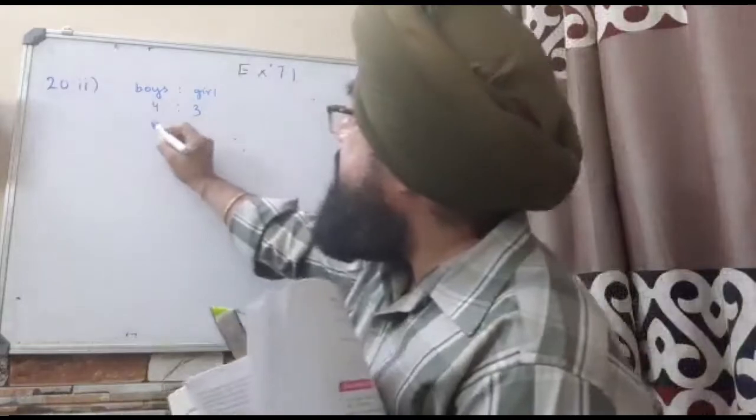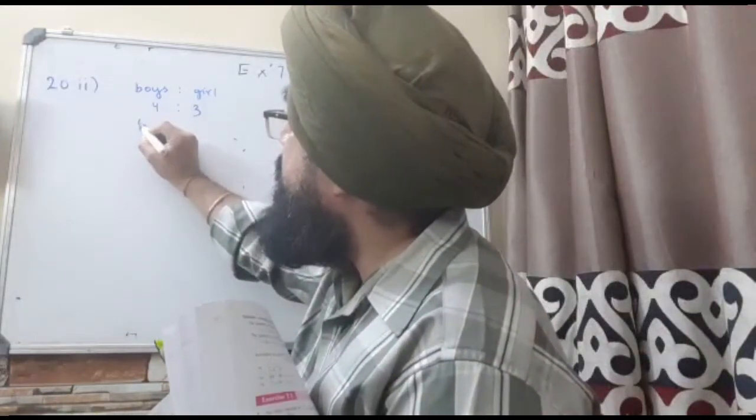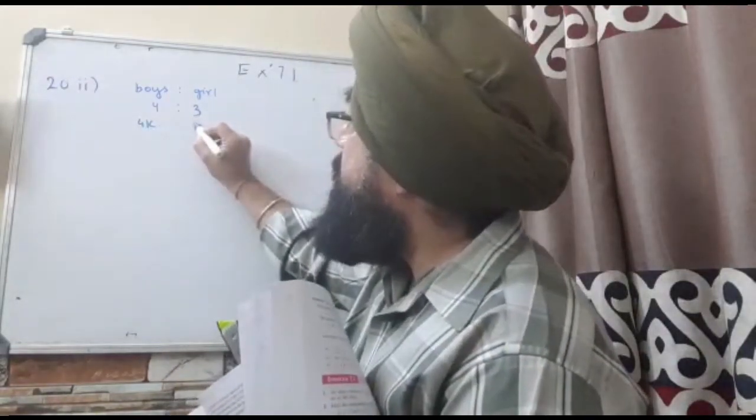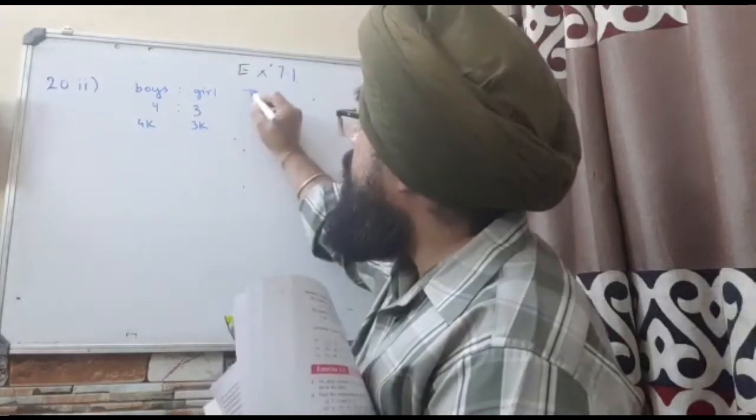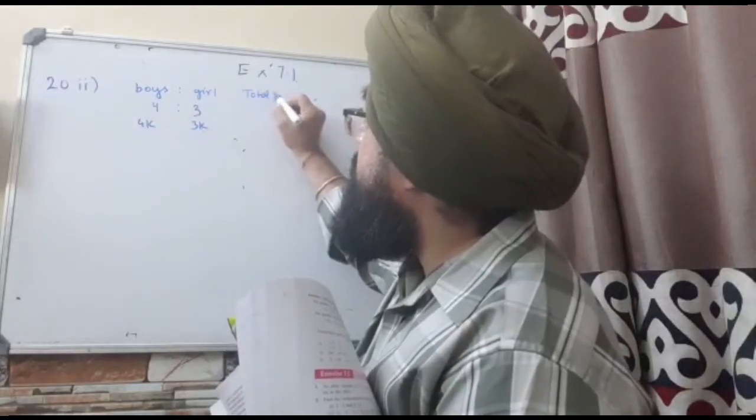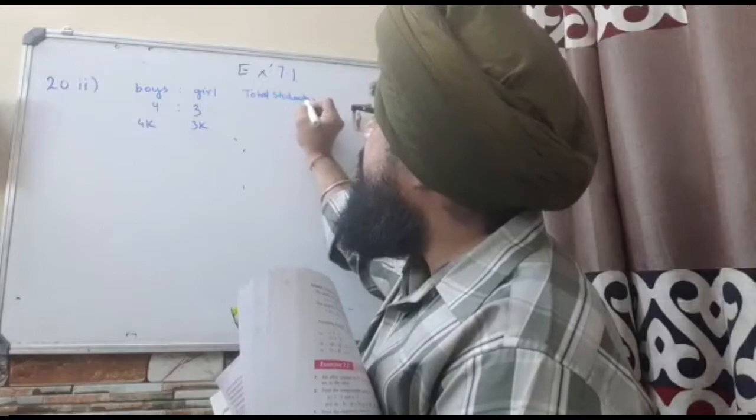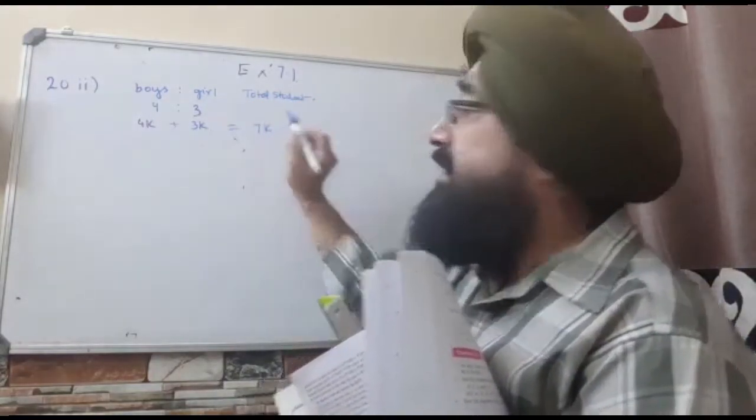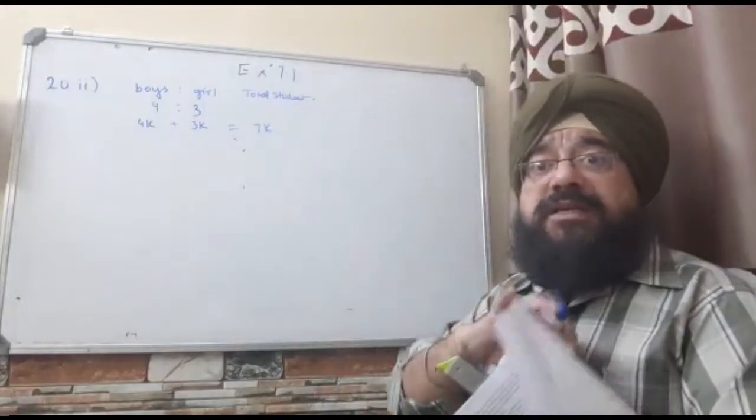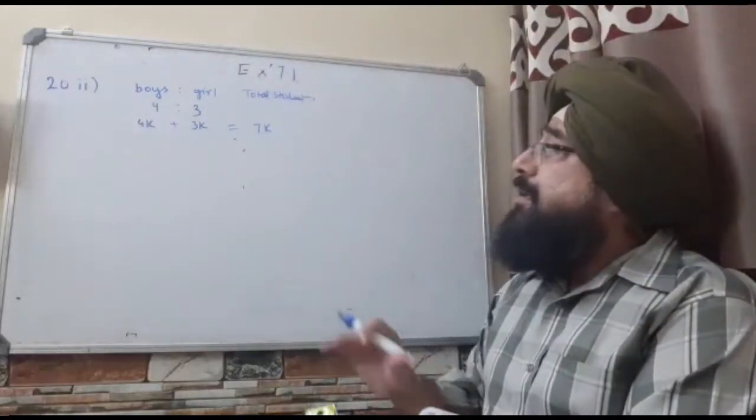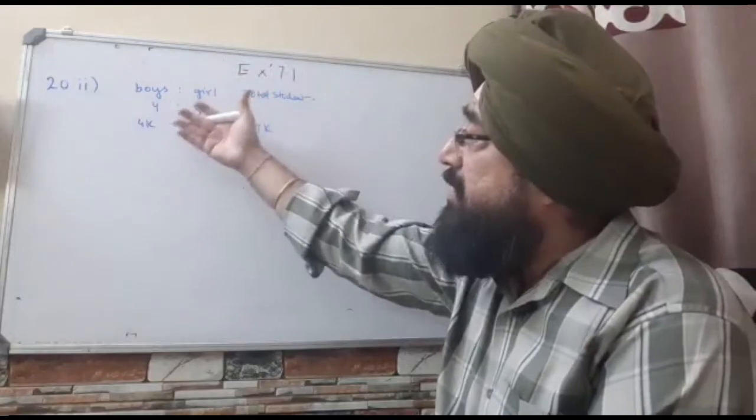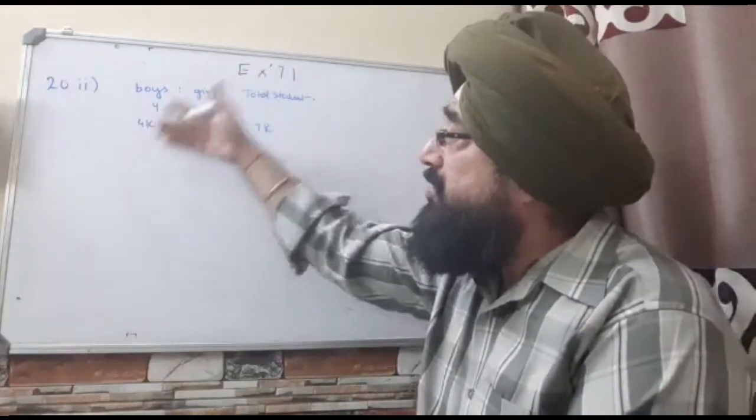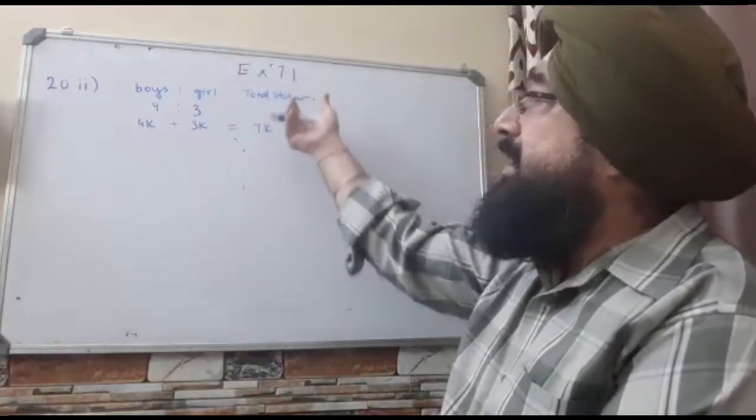So I just say that if the number of boys were 4K and the number of girls were 3K, so the total students would have been how many in terms of K? Of course 7K. That is one thing which we have in our hand. That is, if boys and girls are in the ratio 4:3, there are 4K boys, there are 3K girls, so altogether there are 7K students.